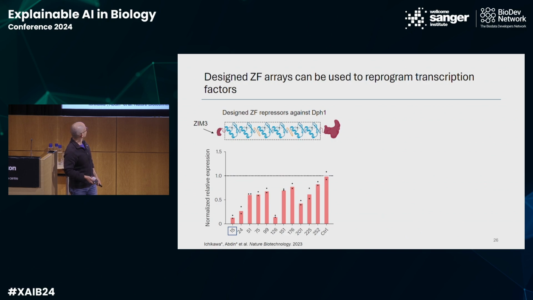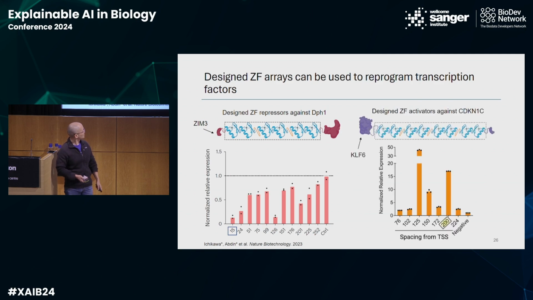sequences. And we tested it in a way to reprogram transcription factors, right? To make transcription factors that can either repress or activate any gene you want to. And here we did it against DPH1, and you can see here, this is the control, and these are the ones. This is the control, and this is all the things we tested, right? And you can see that every single one of them works at repressing the control DNA, and then 3 of them work really strongly. And we can do it for activation too against a different gene.